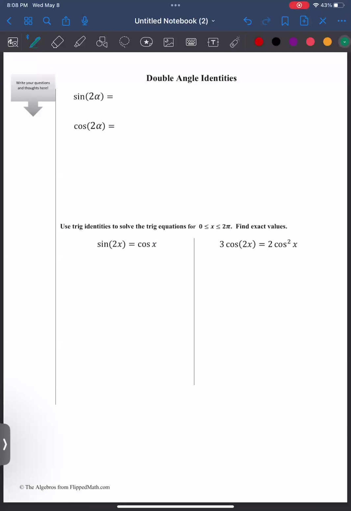The next one, we have our double angle identity. So again, I'm not going to go into how you get these. I'm just going to show you what they are. So a double angle identity, when you have sine of 2 alpha, it's going to be 2 sine of alpha times the cosine of alpha. And then for the cosine of 2 alpha, what's going to happen is I'm going to have cosine squared of alpha minus sine squared of alpha.